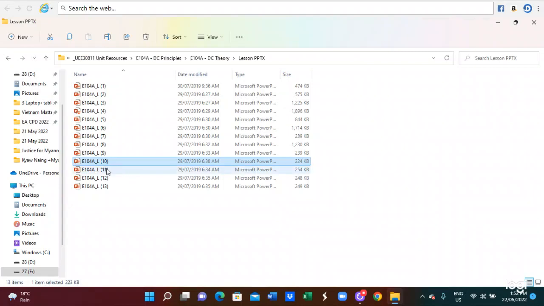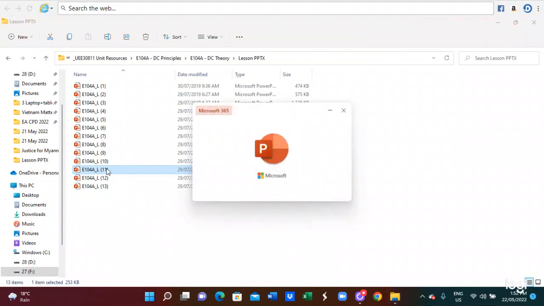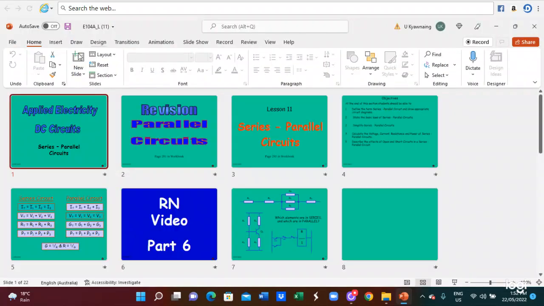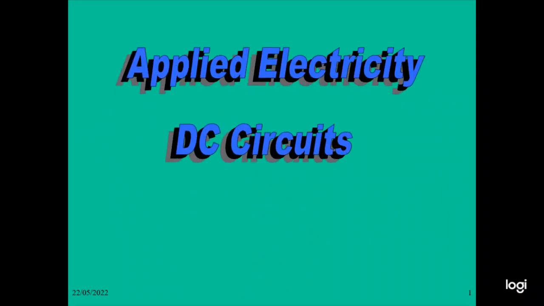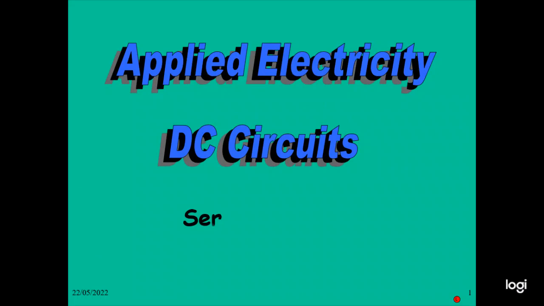And we see lesson 11 of the DC circuit. In this case, we are talking about the series and parallel circuit. Series and parallel circuit.